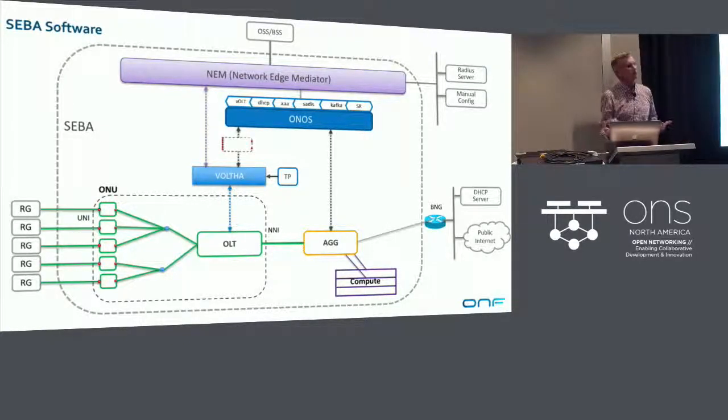There's a RADIUS server external, so as I fire up an ONU and authentication packets start flowing, ultimately a query goes to RADIUS to say, is this subscriber a good subscriber, yes or no, and that activates that flow.